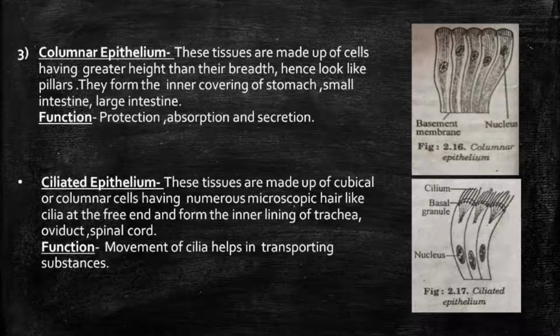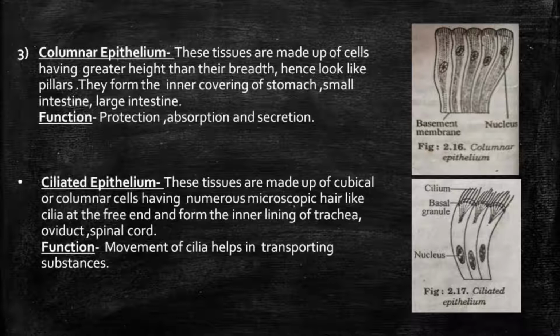The columnar epithelium is further divided into two parts. Number 1, the ciliated epithelium. These tissues are made up of cubical or columnar cells having numerous microscopic hair-like cilia at the free end and form the lining of the trachea, oviduct and spinal cord. The movement of cilia helps in the transporting of the substance.